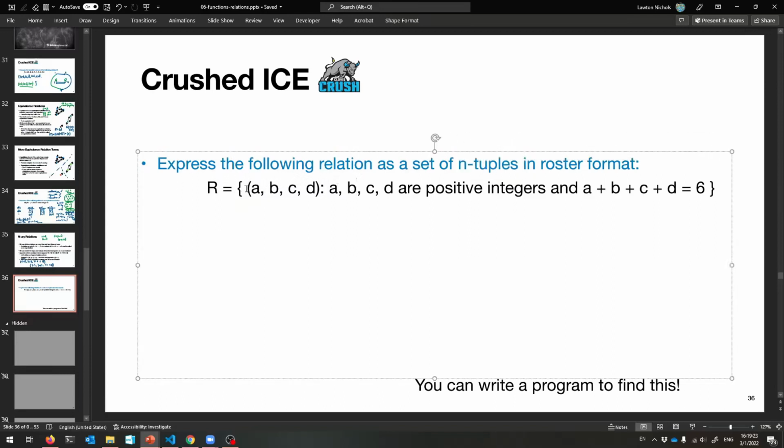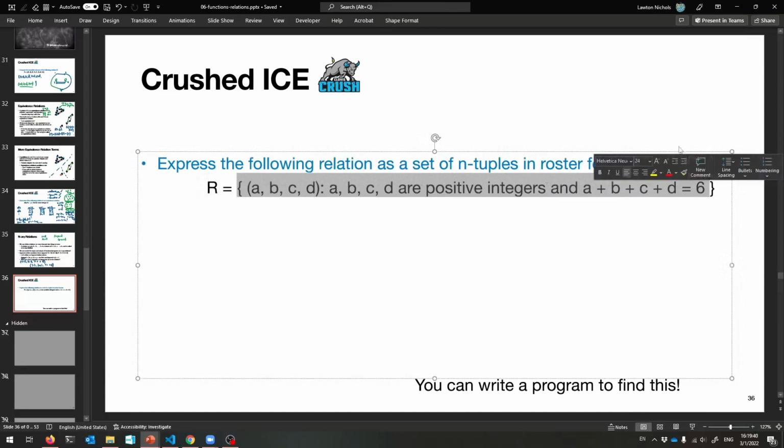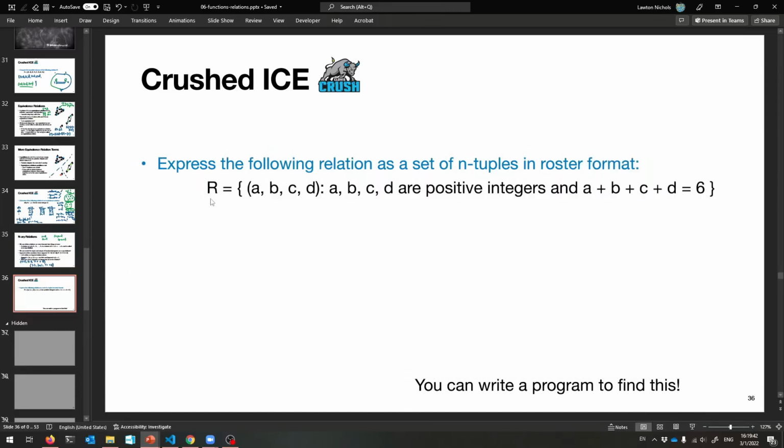So here is the relation. A, B, C, and D are related to each other if they're all positive integers and their sum is 6. Okay? So see if you can express this relation as just a set of concrete elements. Okay? What does this relation mean? All right? You can totally write a program to find this, but we'll do it by hand right now.